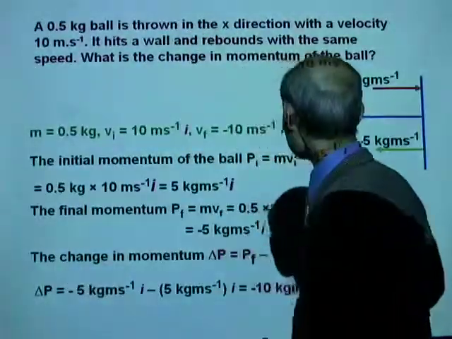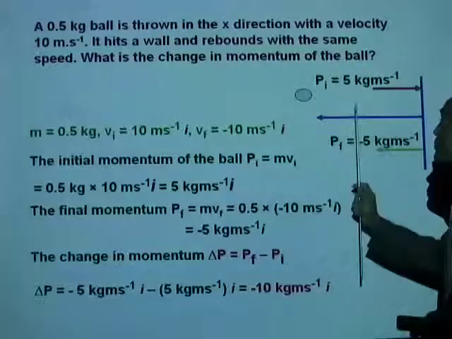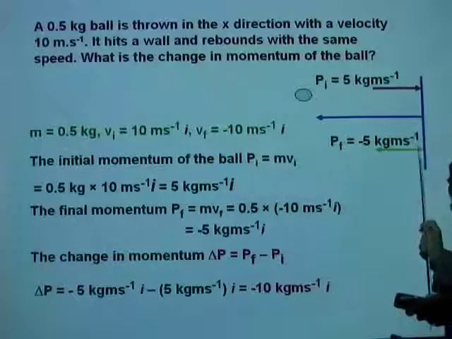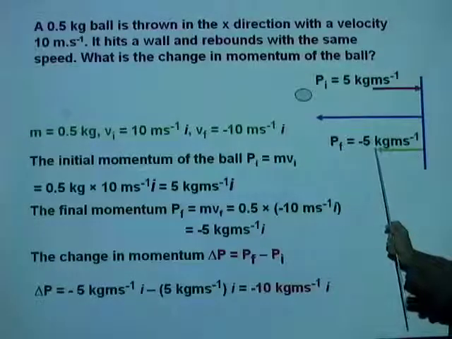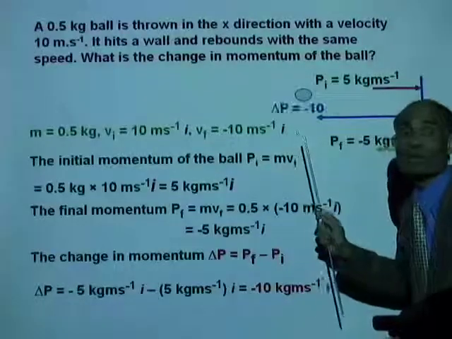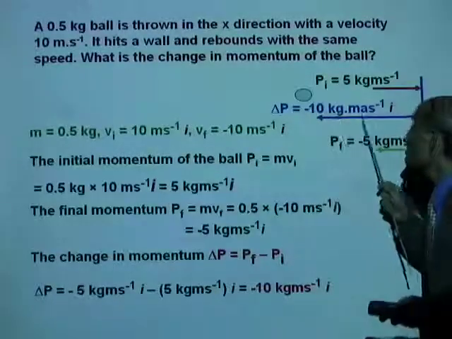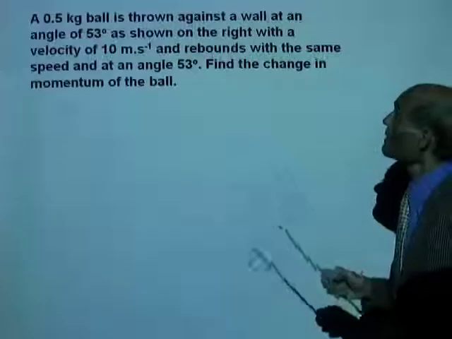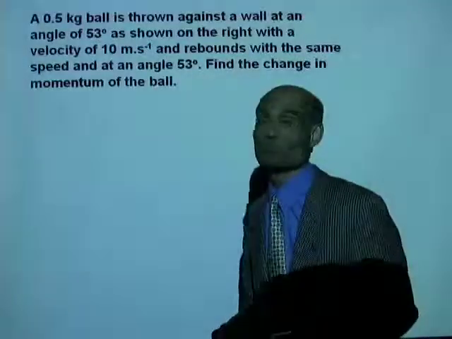Okay. Now, the red arrow represents the initial momentum, the green arrow represents the final momentum, and the blue arrow represents delta P, the change in momentum. Alright? Okay, let's try another problem.